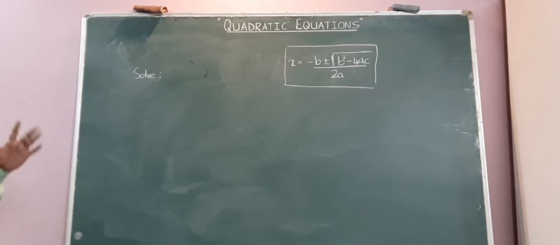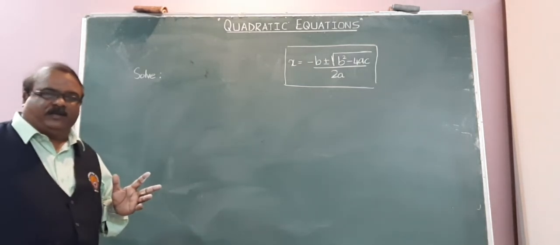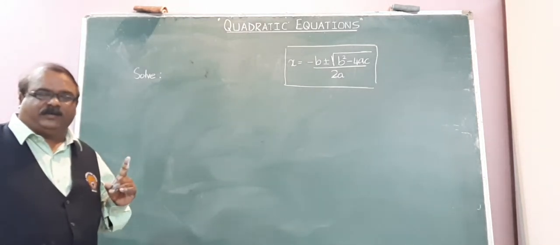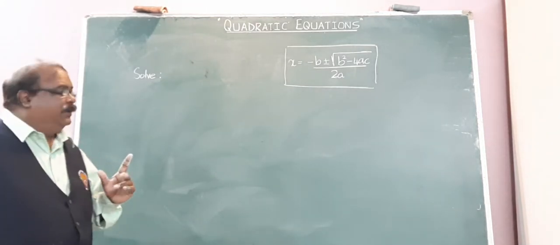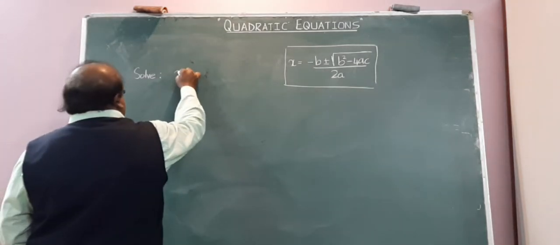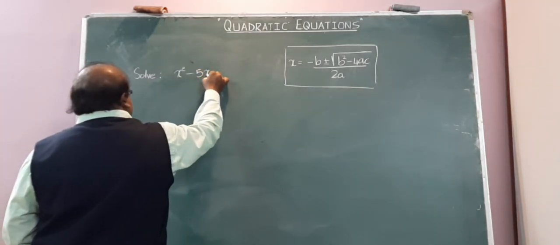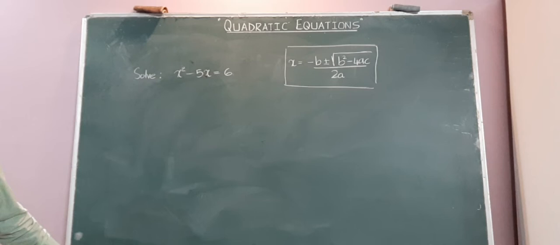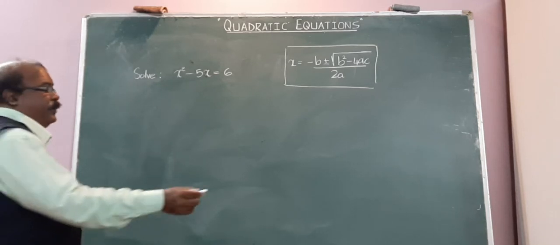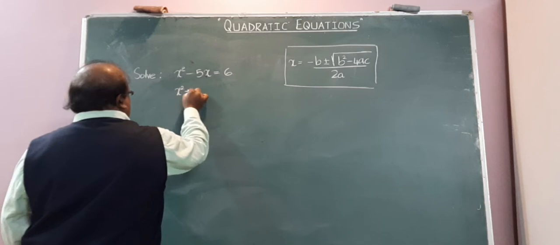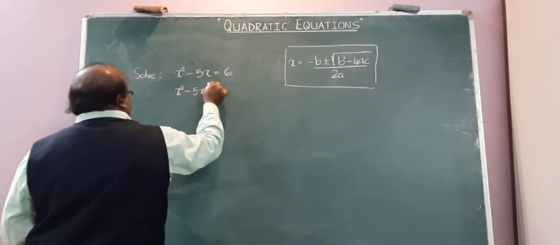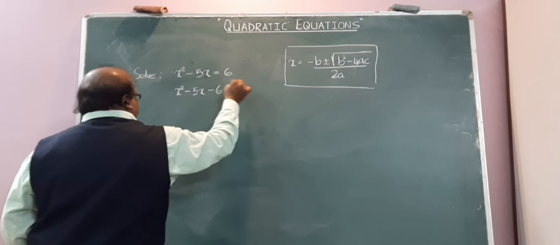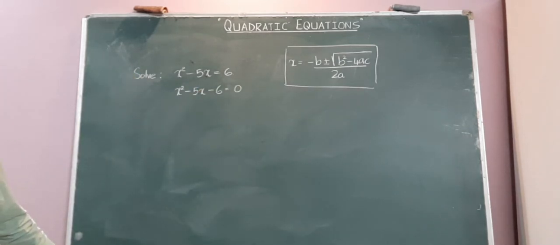Let me start with the second method of solving the quadratic equation, and that is solving quadratic equation by formula method. The first sum, solve x square minus 5x is equal to 6. Now when we are solving by the formula method, the first thing is bring the equation to the standard form. So you get x square minus 5x, 6 coming to the left becomes minus 6, is equal to 0.